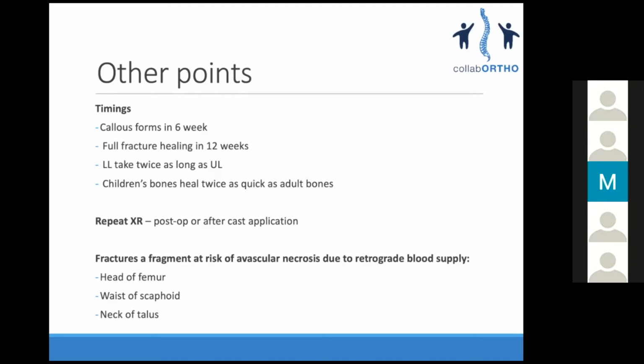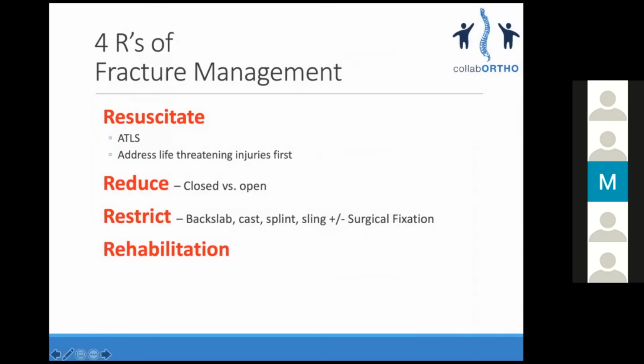Okay. And three important bones that are at risk of avascular necrosis, which I think is really important to know, are the head of femur, which we've discussed because of its retrograde blood supply, the scaphoid, which we've discussed, and the other one is the neck of talus. You don't need to know this in too much detail, but as long as you're aware, there's three parts in the body that are at risk of avascular necrosis. That bit's important.